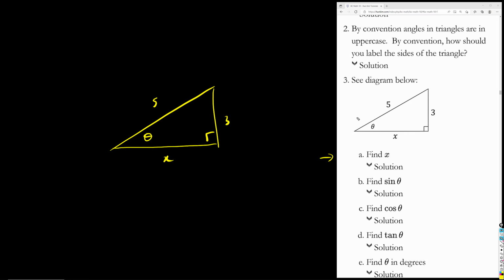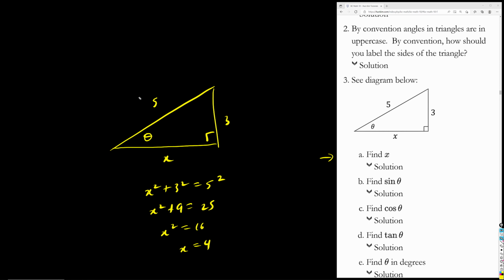So let's begin this question by finding x. We'll use the Pythagorean Theorem. We have x squared plus 3 squared equals the hypotenuse c squared, which is 5 squared. We have x squared plus 9 equals 25. So therefore, x squared equals 16. Taking the square root of both sides, we have x equals 4.